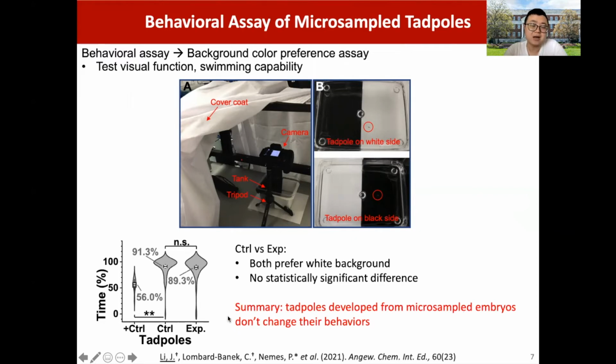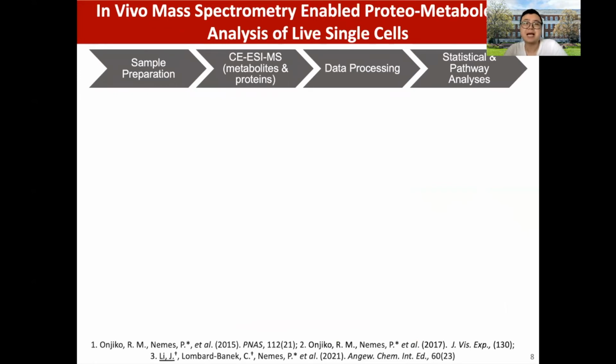We found that both the control group and the experimental group prefer a white background. This matched with a previous study. Also, we found for these two groups, there is no significant difference. That means the tadpoles developed from the microsampled embryos didn't change their behaviors. Now let's move to the chemical analysis. So here is the workflow that we use to perform protein and metabolomic analysis of the live single cells.